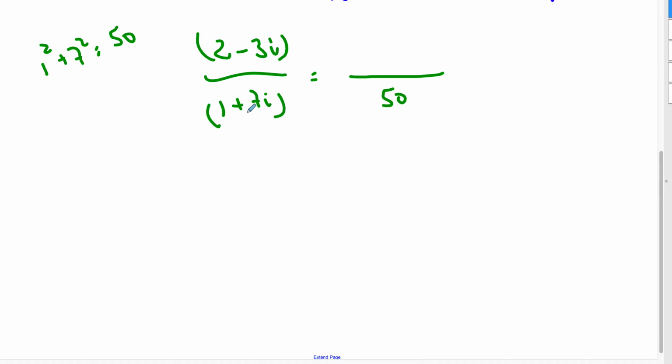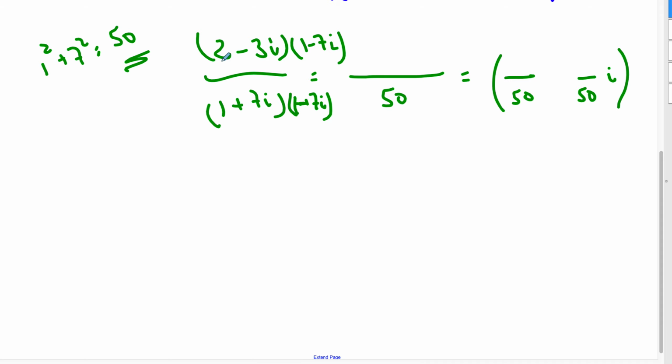But then I need to multiply by the conjugate of that. So please bear in mind, if I multiply by 1 minus 7i, which is what I'm doing, I know my answer is automatically going to be 50, so why don't I just go there? So whatever I get in the end is going to be something over 50 plus or minus something over 50i.